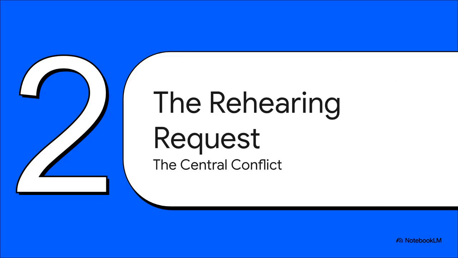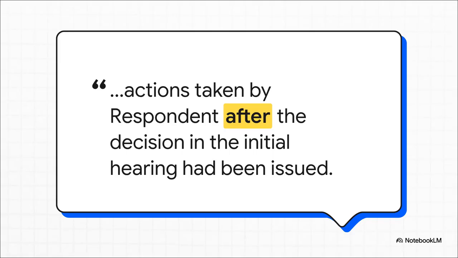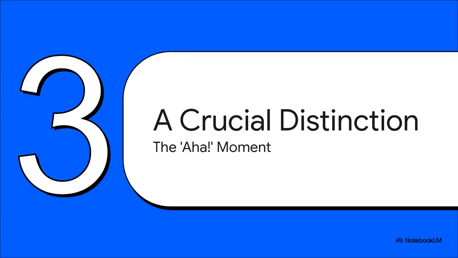So we know who's involved, but what's the actual fight about? Well, it all comes down to something called a rehearing request. And check this out. This quote from the order tells us everything. The whole reason Mr. Archer filed this was because of actions the HOA took after an initial decision was already made. Now, I want you to really focus on that word after. It seems small, but trust me, it is the key to this entire story.